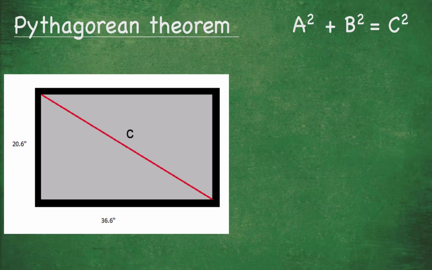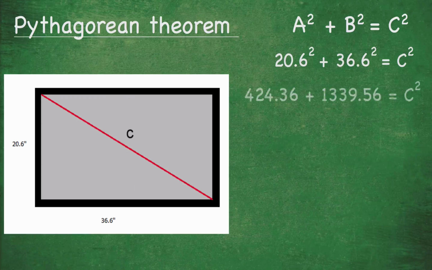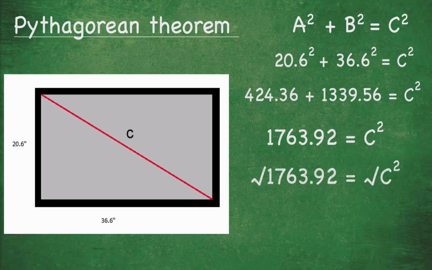Here we have another problem. In this one, we know the a variable and the b variable and need to find the c variable. First, we substitute the numbers for the variables. Next, we square both numbers. Now we add them. Once we know the value of c squared, we need to find the square root of both sides of the equation. Doing so cancels the exponent on c and leaves us with 42 equals c.